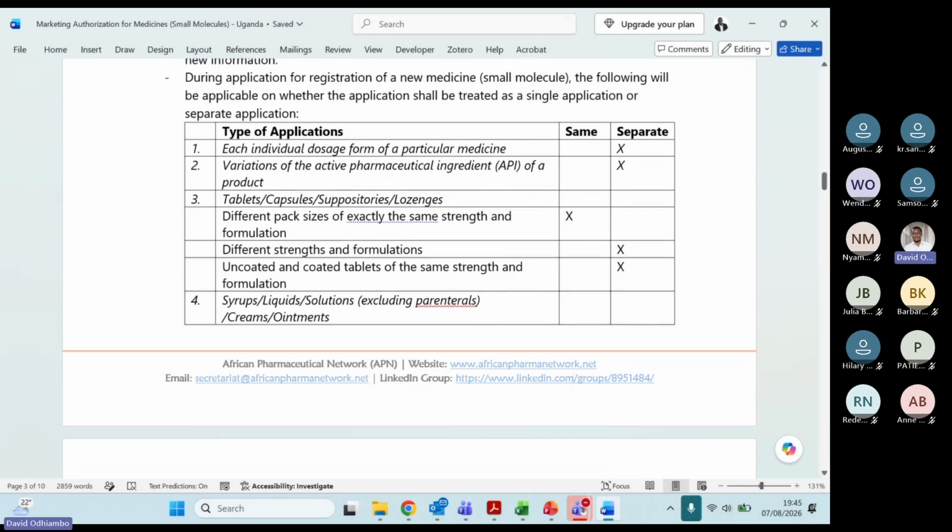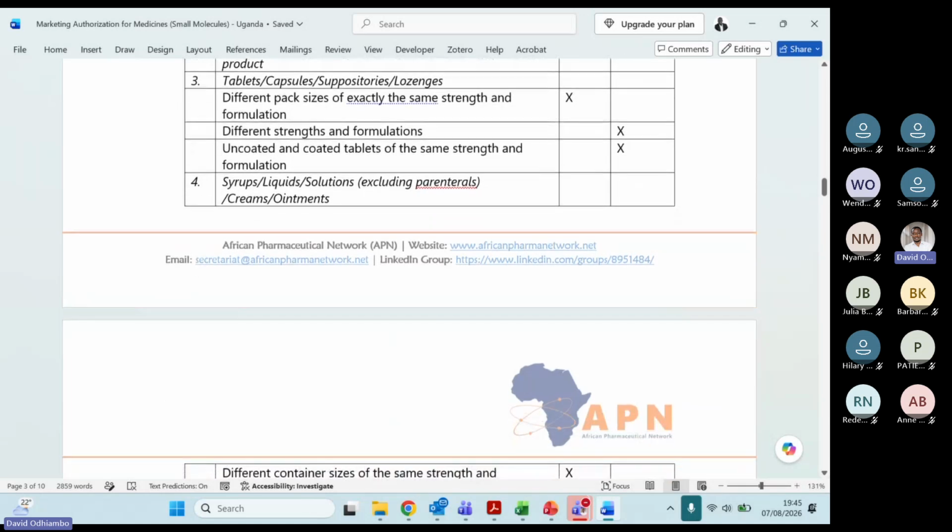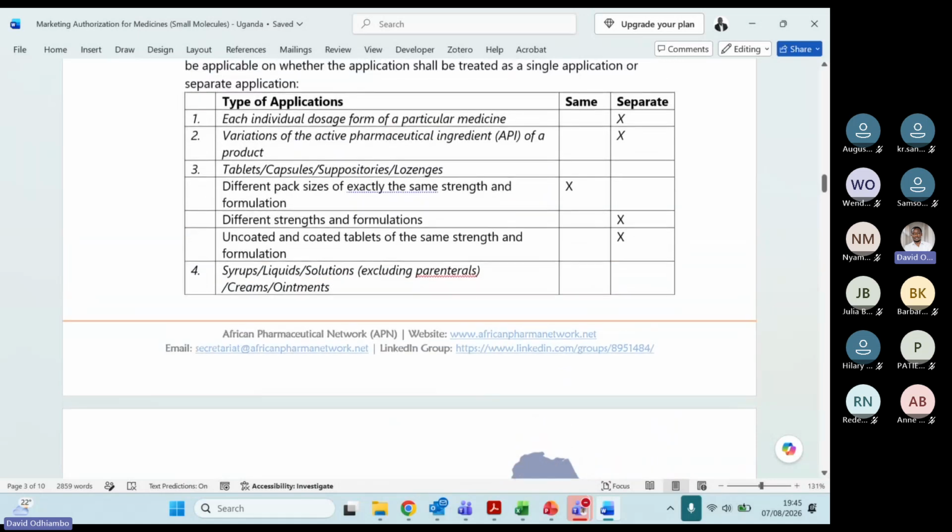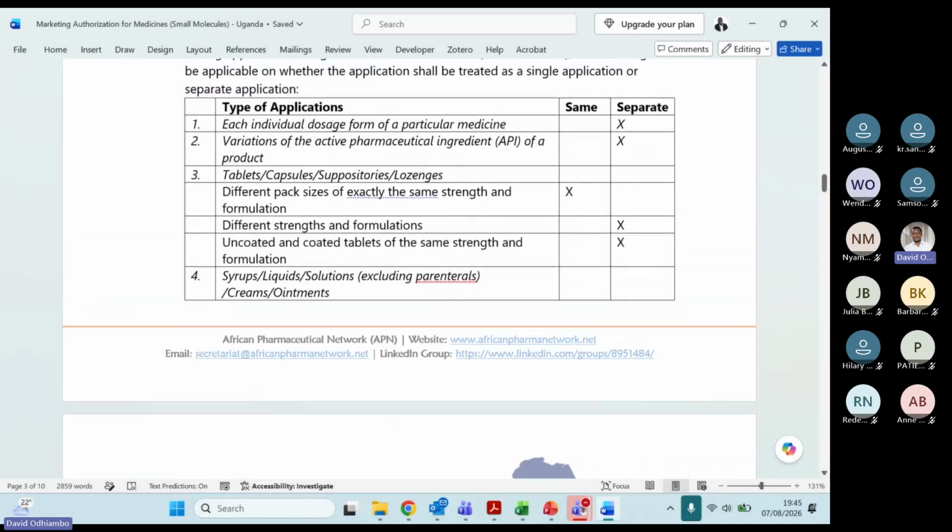For tablets, capsules, suppositories and lozenges, generally, we are looking at them as solid dosage forms, different pack sizes of exactly the same strength and formulation. For example, you have a pack of 10 tablets, a pack of 30 tablets, a pack of 60, 90, and 100, then those would be considered as the same product.